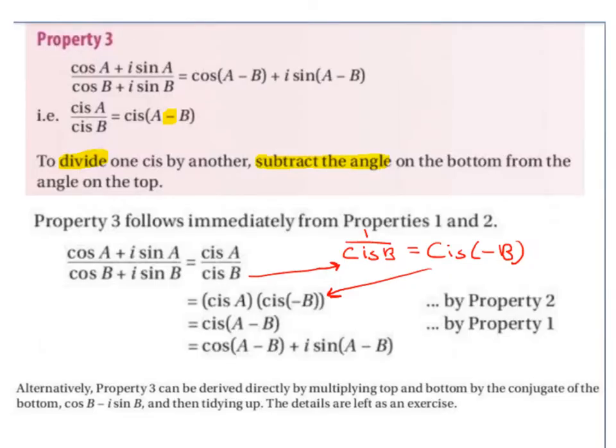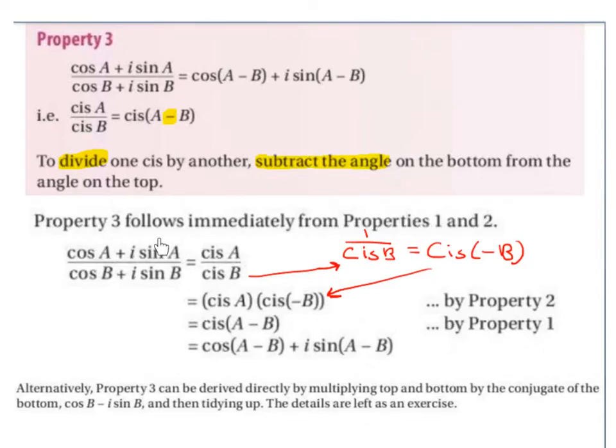Property 3. Cos A plus I sine A divided by cos B plus I sine B equals cos A minus B plus I sine A minus B, i.e. CiS A divided by CiS B equals CiS A minus B. So to summarise, to divide one CiS by another, subtract the angle on the bottom from the angle on the top. So property 3 follows immediately from properties 1 and 2.